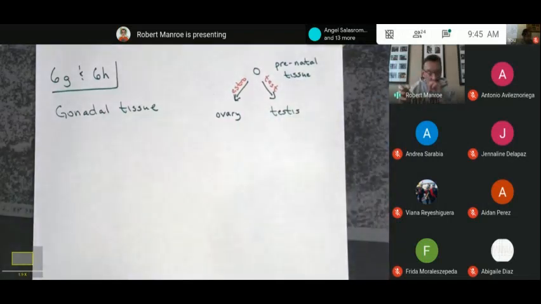Okay, so ovaries and testes, I should have mentioned this last week. Ovaries and testes start as the same prenatal tissue. I should have talked about the labia and the scrotum start as the same tissue. Clitoris and the penis, same tissue. Ovary and testes, same tissue. Uterus and prostate, same tissue, okay?